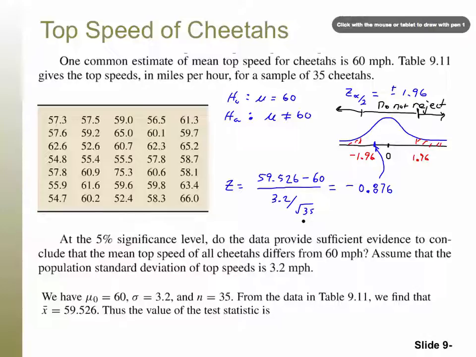And so then, is that test statistic in the non-rejection region or the rejection region? Do not reject, right? Why? It's close enough. A sample mean of 59.526 miles per hour with this size of a sample is close enough to 60 that we would conclude what? Do not reject the null hypothesis. So we do not reject, which means what?